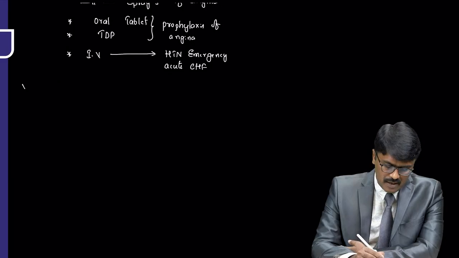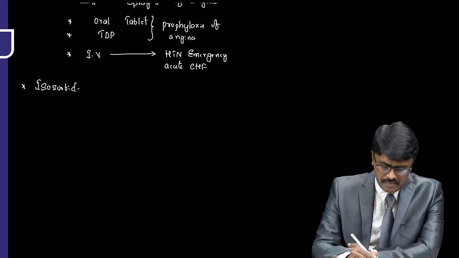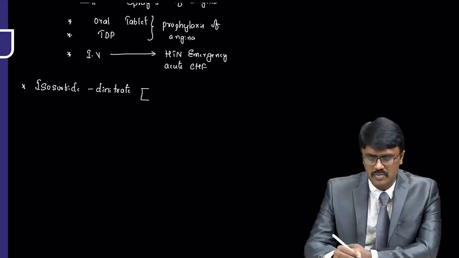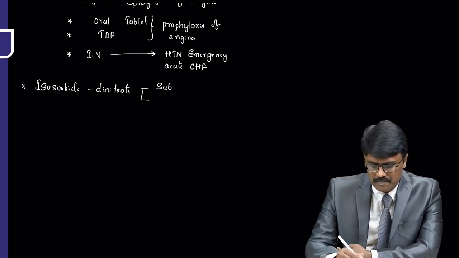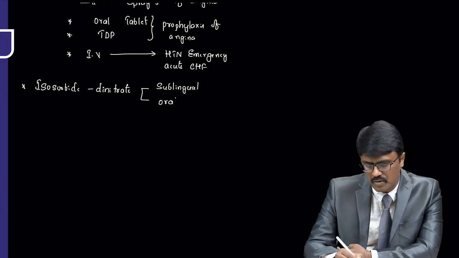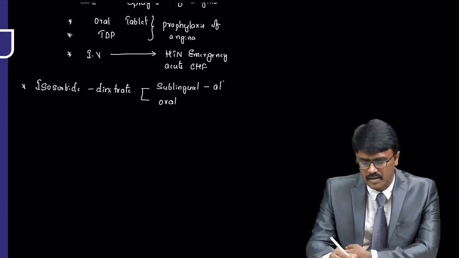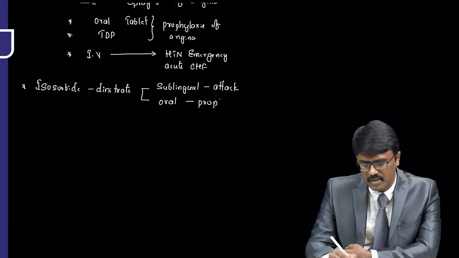After that we have another drug, called isosorbide dinitrate. It is also given in two forms: one is sublingual and one is oral. By now you would have understood that sublingual is obviously during an attack of angina, and oral is obviously during prophylaxis.